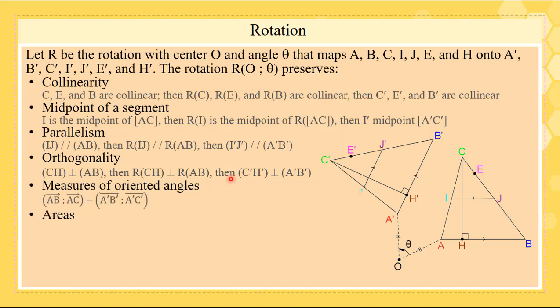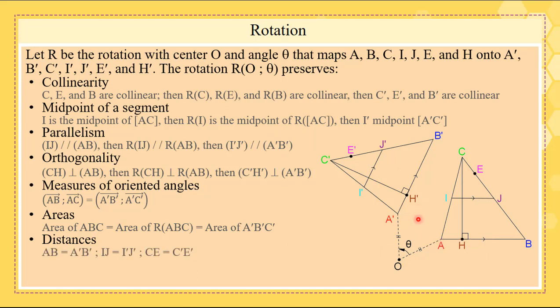Now rotation preserves area. Now the area of the triangle ABC is equal to the area of its image by the rotation R, which is equal to the area of the triangle A prime B prime C prime. Now rotations also preserve distances. Here we can write that AB is equal to A prime B prime, and IJ is equal to I prime J prime, and CE is equal to C prime E prime. Now rotation preserves shape. Since IJBA is a trapezoid, then the rotation of this trapezoid is still a trapezoid. Then I prime, J prime, B prime, A prime is a trapezoid.